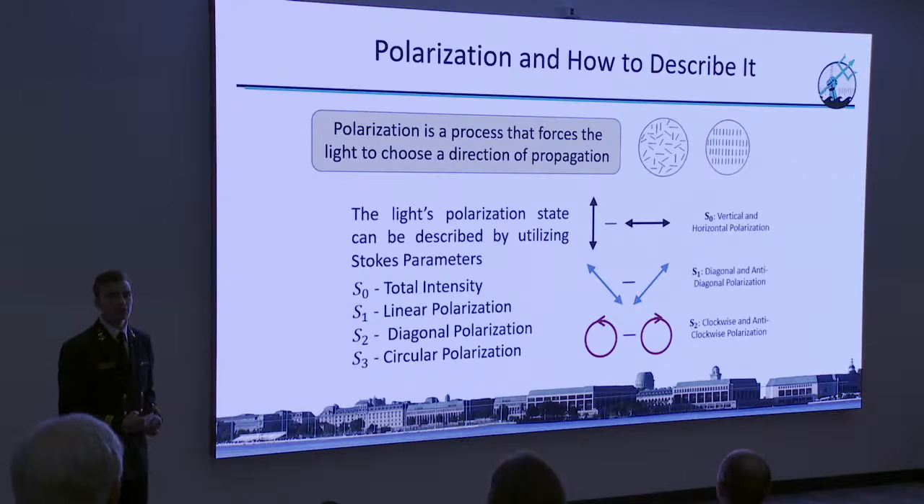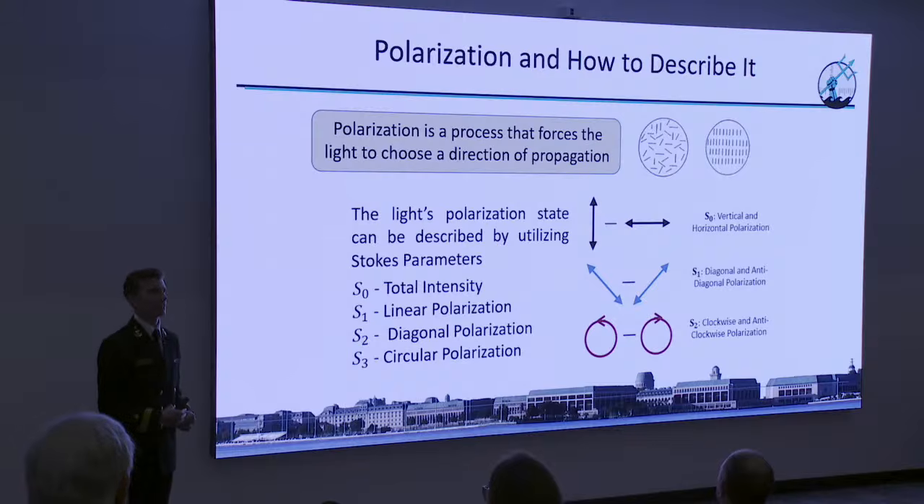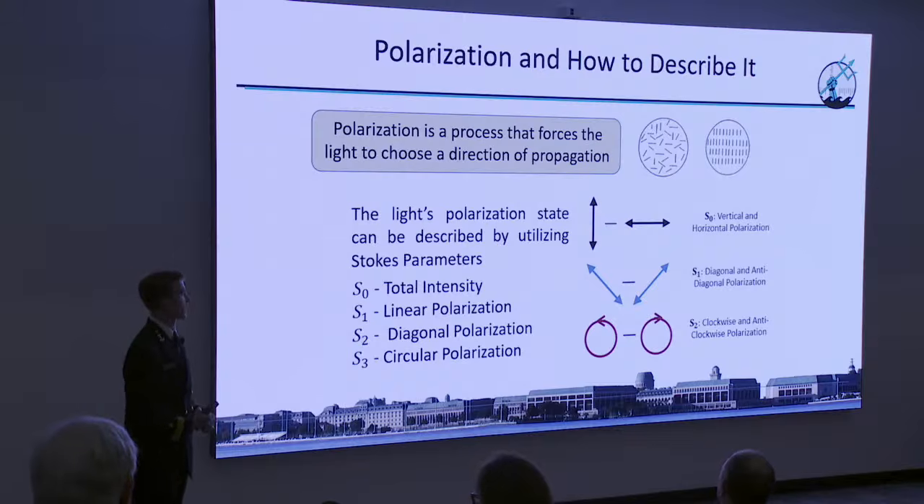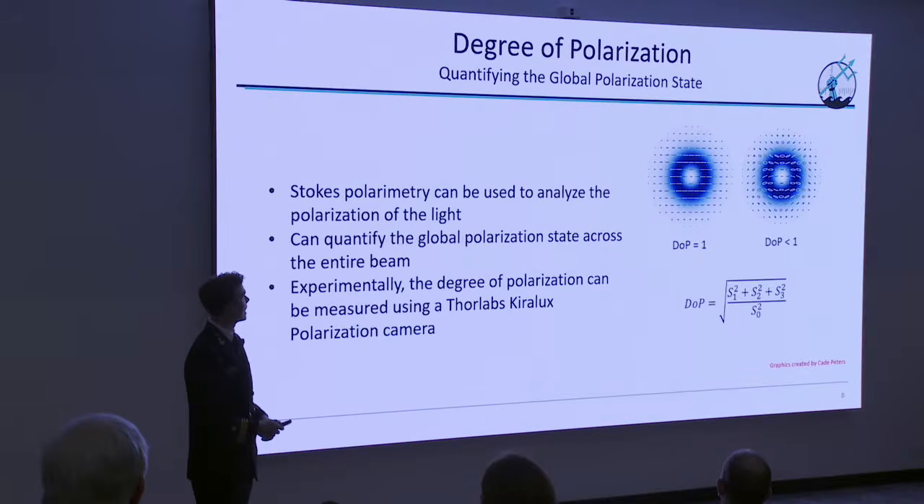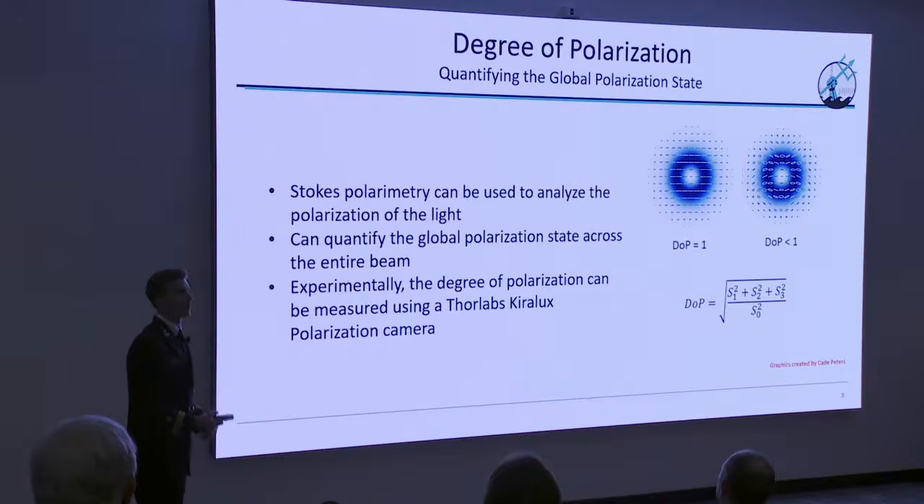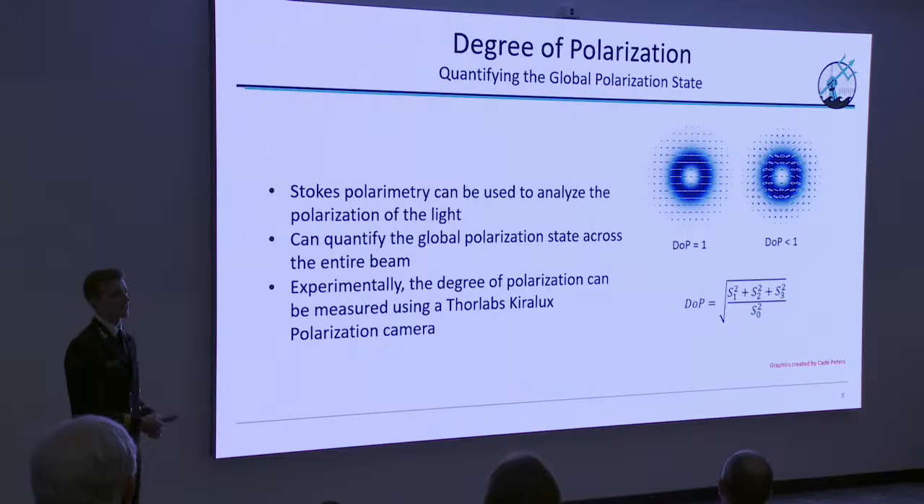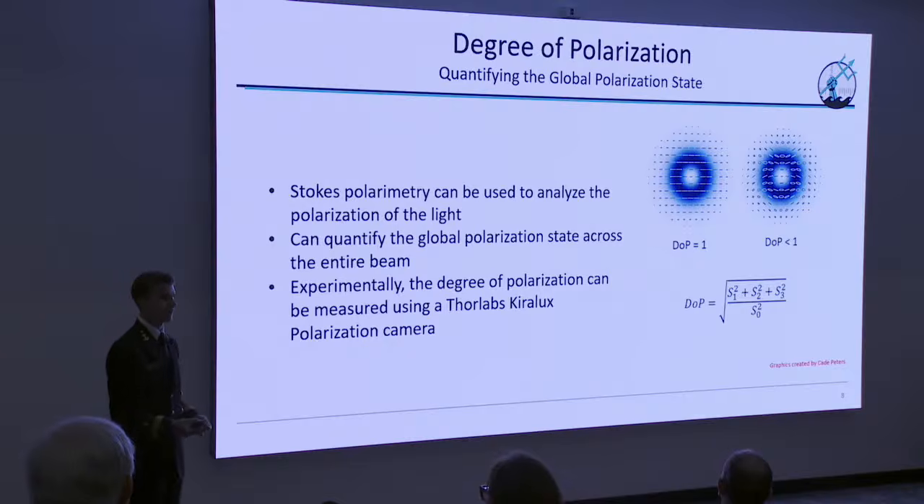S0 gives us the total intensity of the light, S1 gives us the linear polarization, S2 gives us the diagonal polarization, and S3 gives us the circular polarization. With these four Stokes parameters, these four metrics, we can fully describe the polarization states of the laser beam. Now we take those Stokes parameters and put them into this nice equation at the bottom right-hand side of the screen to physically quantify that value of polarization and make it a nice number.